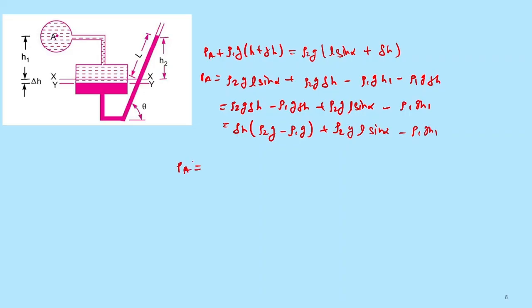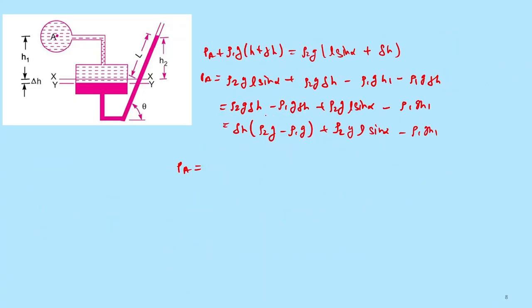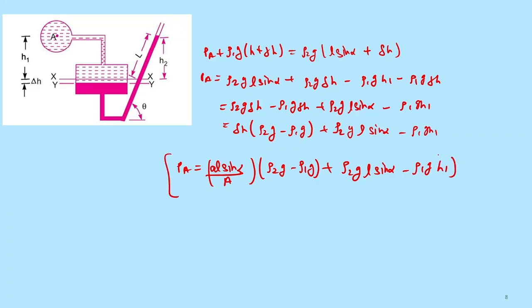So the equation will become PA equal to, and in place of del H we will put this one, del H equal to a L sin alpha upon A. So what we will get: (a L sin alpha upon A) times (rho 2 G minus rho 1 G) plus rho 2 G L sin alpha minus rho 1 G H1, and this is the final derivation.